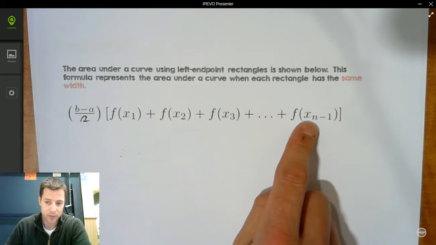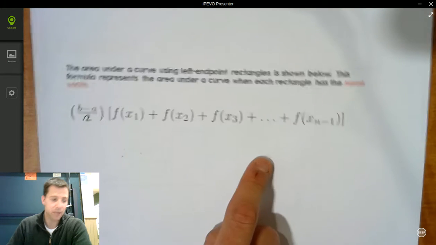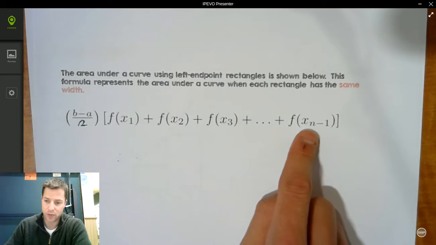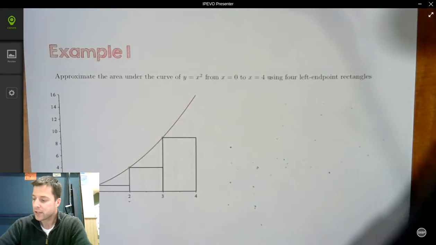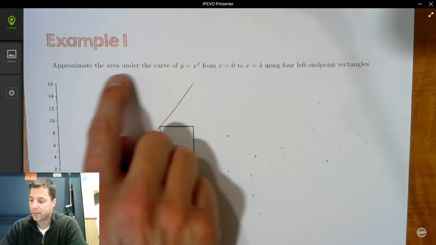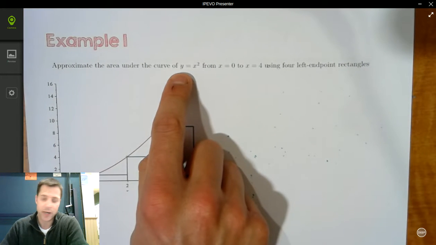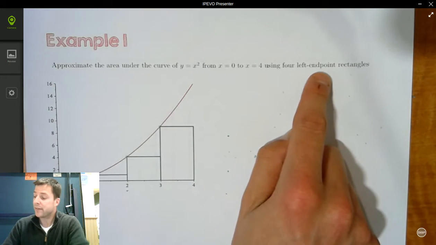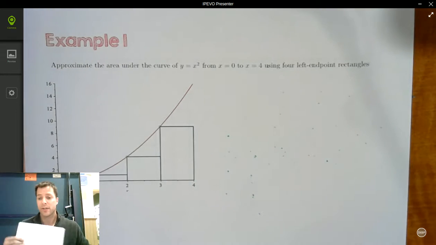That's really important because when we talk about right, we use everything but the left. So for left, we're going to use all but the last right endpoint. So let's go ahead and get started. I've got this first rectangle here, and we're going to approximate the area under the curve of x squared from 0 to 4 using 4 left endpoint rectangles. So we're going to be using 4 rectangles.